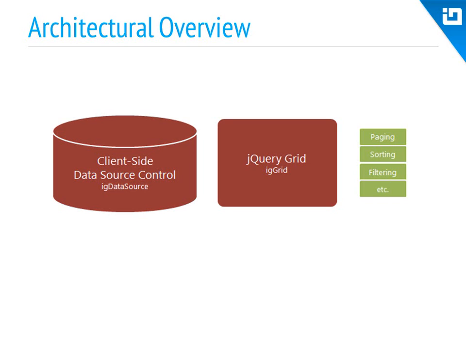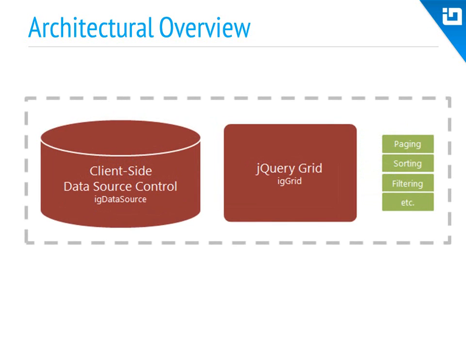The nice thing about each of these features is that they exist in a modular fashion. So in other words, if you don't tell the grid to use paging, then none of the process for paging is ever executed, and the data source doesn't do any of the paging logic. This keeps the grid performing very lean. All of these aspects working together are what make up the grid as a whole.